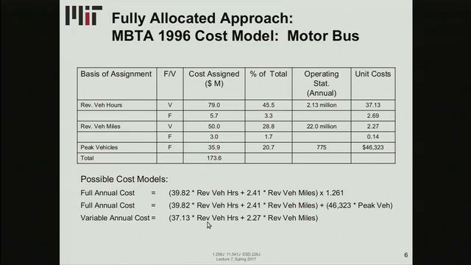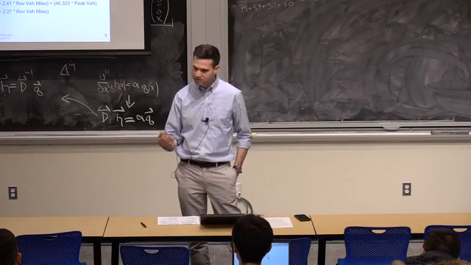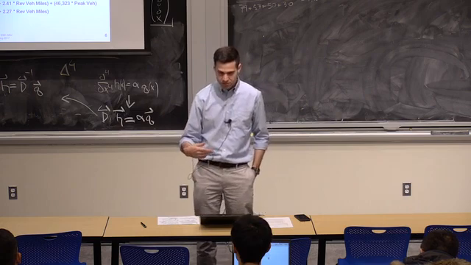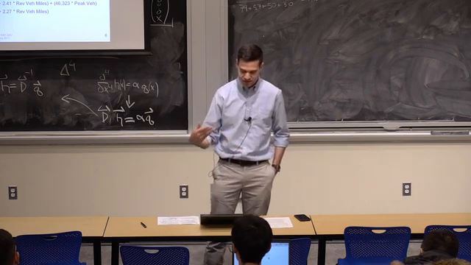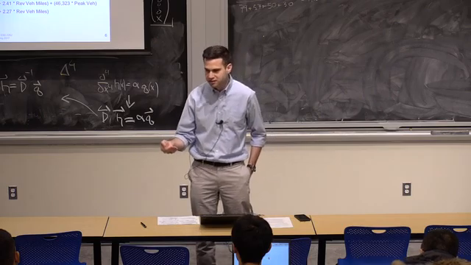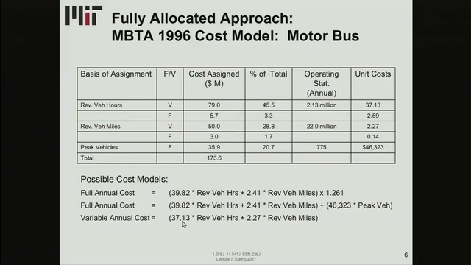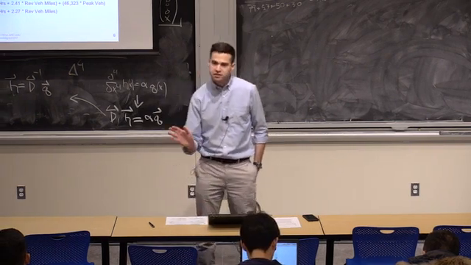And here we have a variable annual cost model. These first two have all of the costs, fixed and variable. But for some applications, you're only interested in variable annual cost. I've given the example of minor expansion in service, where you add a little bit of service or remove a little bit of service, and you wouldn't expect to incur fixed cost as a result. So here we only consider the unit costs of the variable portion of revenue vehicle hours, which is 37.13, and 2.27 for revenue vehicle miles. Any questions on these simple models?